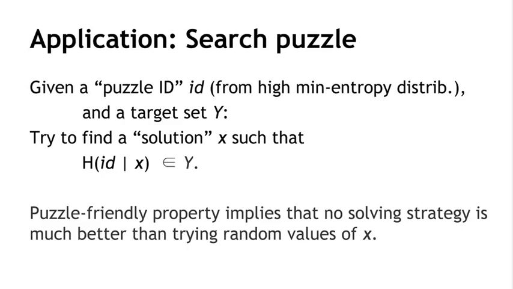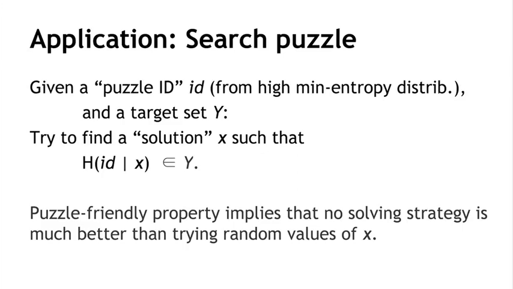And the puzzle-friendly property here implies that there's no solving strategy for this puzzle which is much better than just trying random values of X. So if we want to pose a puzzle that's difficult to solve, we can do it this way, as long as we can generate puzzle IDs in a suitably random way. And we're going to use that later when we talk about Bitcoin mining. That's the sort of computational puzzle we're going to use.